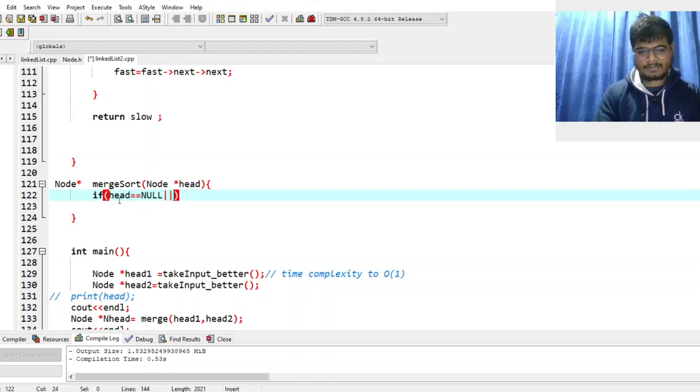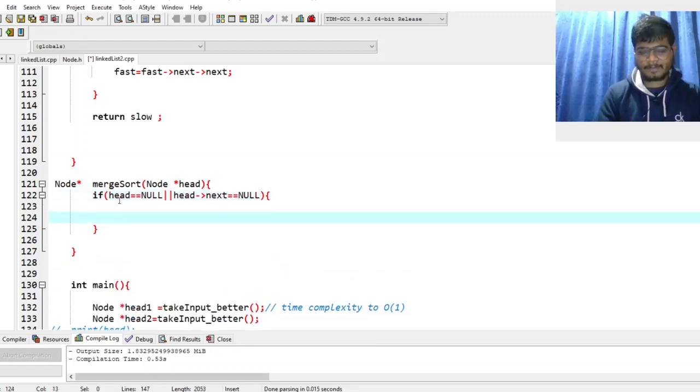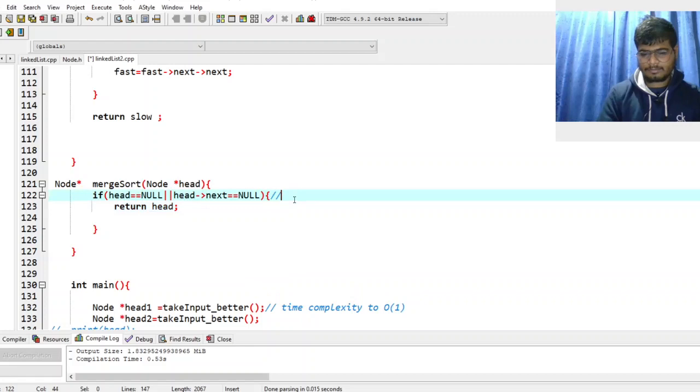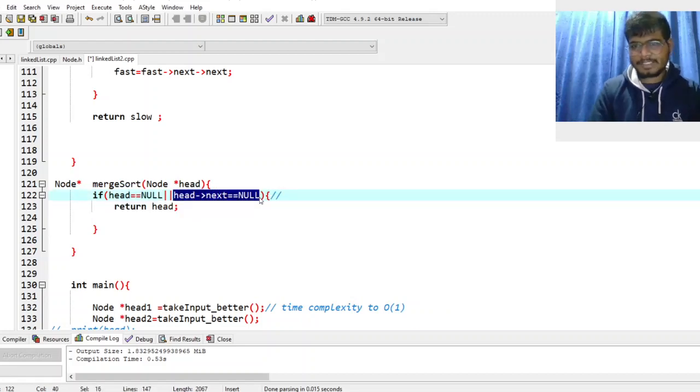And if head's next is null, that means there's only one element, and one element means it's sorted. So what we need to do is just return head. Simple. Because first of all, this is for the beginning case, if in case there are no elements. But this part is if in case there's only one element. Since we will be breaking our linked list into sub problems, this is actually the base case, I should say.